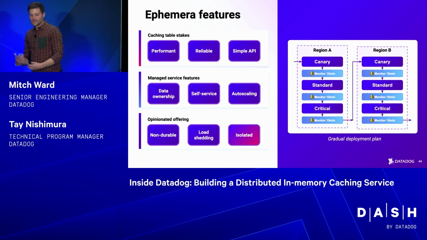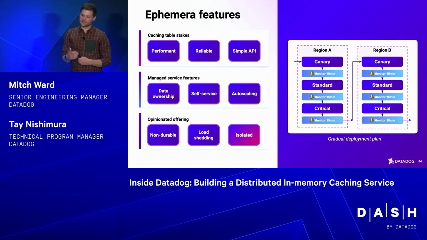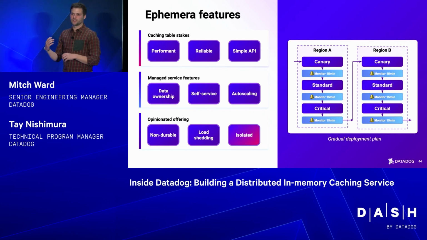And finally, the isolation of Ephemera. I touched on this in the data ownership part, but when we think about isolation, it's not just each cache being its own deployment, it's also how we think about the entire Ephemera system. So we have a gradual automated rollout when we upgrade Ephemera, and I've illustrated that deployment plan on the right here, where we go region by region, and for each region, we start by deploying our canary caches, which are internal caches we use for functional testing.